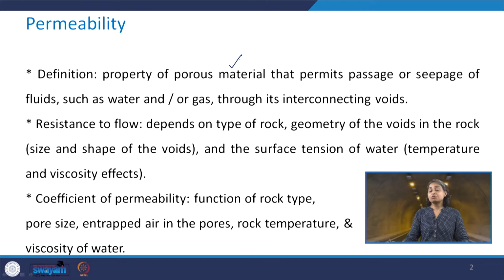The resistance to flow depends on the type of the rock, the geometry of the voids in the rock, that is the size and shape of the voids, and the surface tension of the water, which depends upon the temperature and the viscosity effects. Coefficient of permeability is a function of rock type, pore size, entrapped air in the pores, temperature of the rock and viscosity of the water.